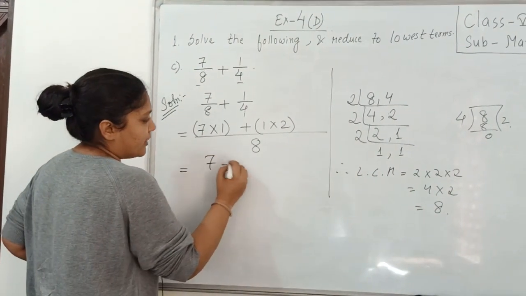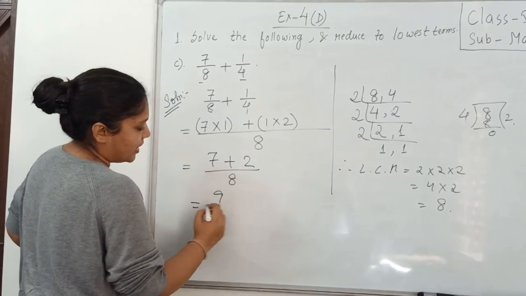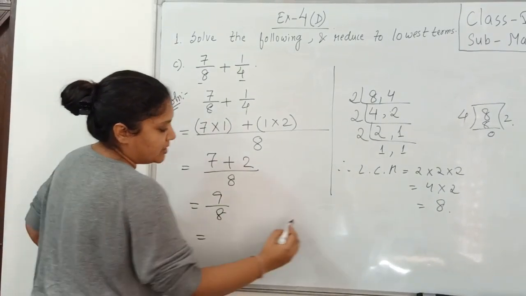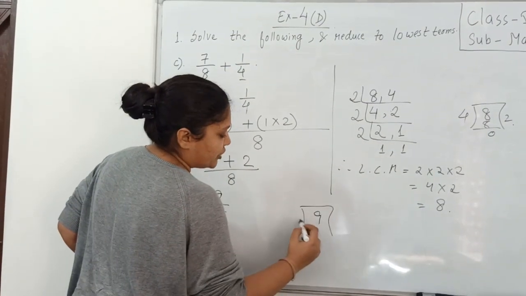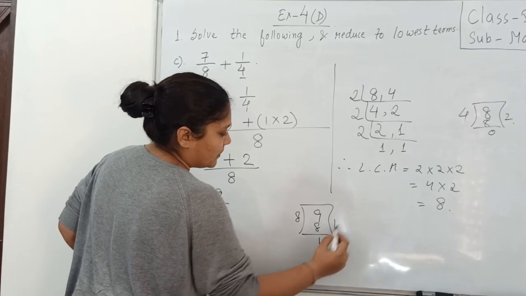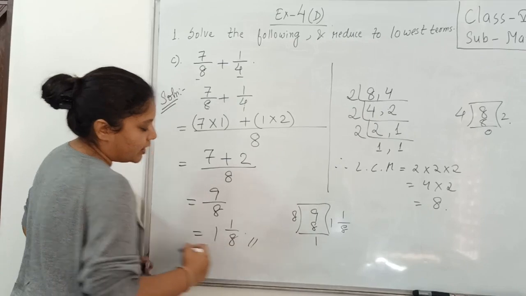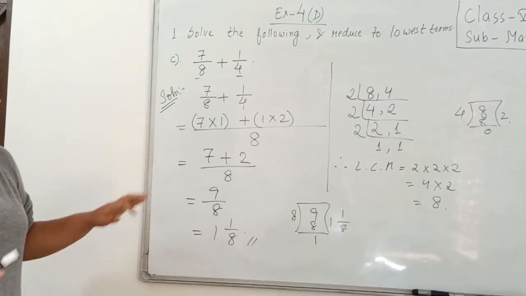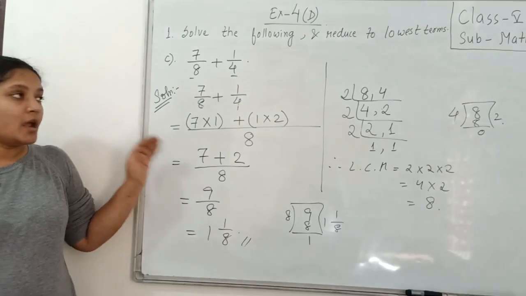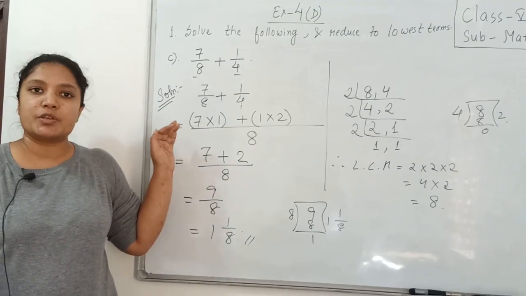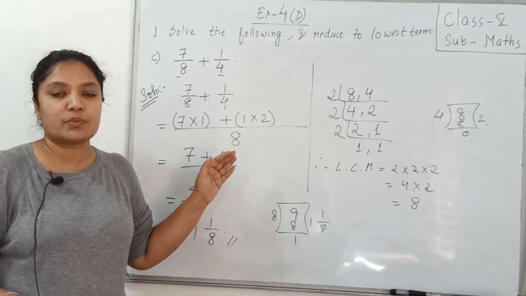7 1s are 7. 8. Again 9 by 8. 9 by 8 means it is an improper fraction. So we are going to again change it into a mixed fraction. 1 by 8. Clear everyone? Now students, see, in your book we have only plus. Clear? But let us do 2 or 3 extra questions for minus also. Okay, let us learn a few questions with minus also.